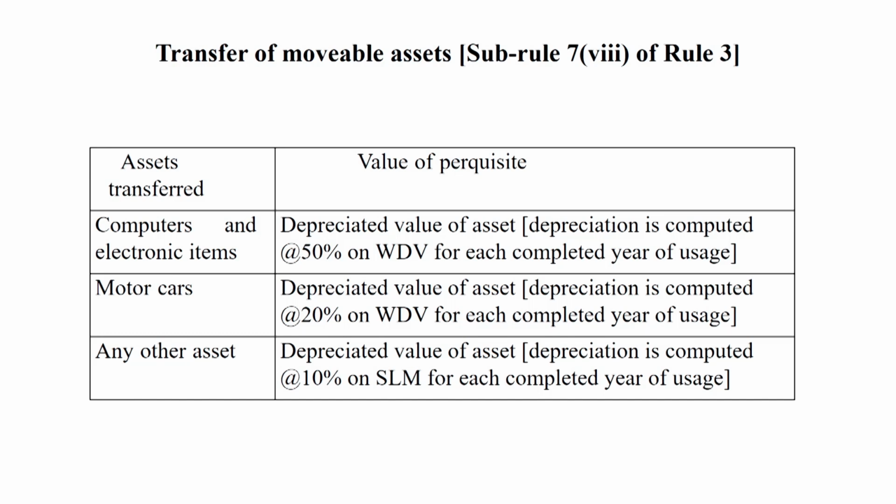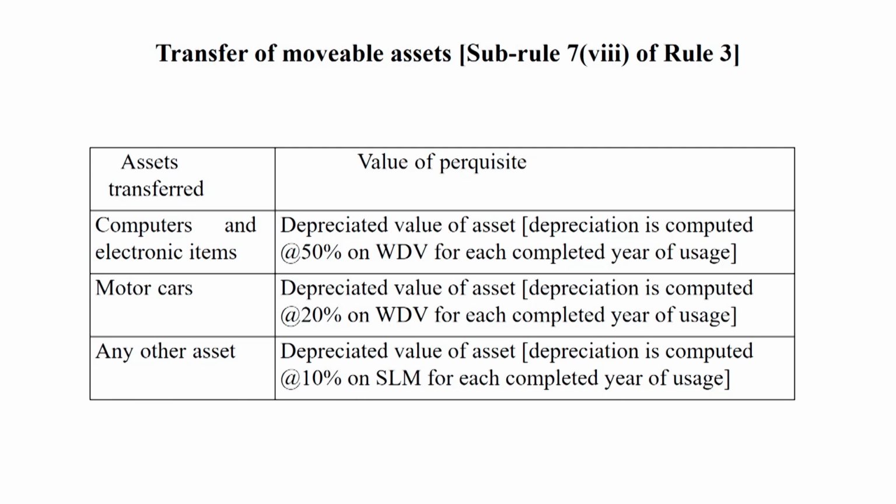Yes. If the cost of the computer is 1 lakh and it was purchased 2 years before, the first time 50% of 1 lakh is 50,000. Then 50% of 50,000 is 25,000. So after 2 years 25,000 is left. If it is transferred for 10,000, then 25,000 minus 10,000 is equal to 15,000, which will be considered as the value of purchases. Okay, yes sir.